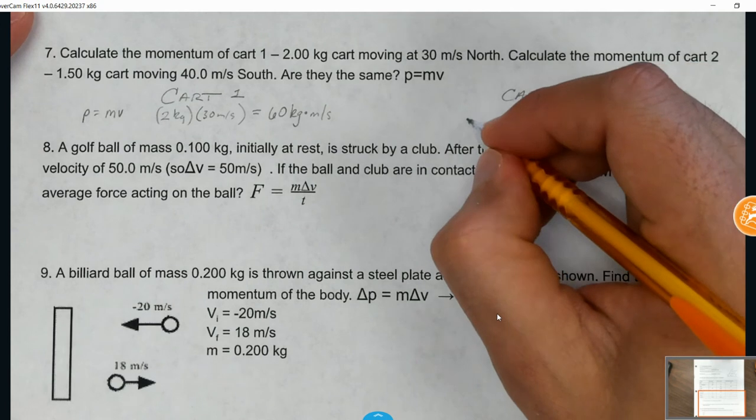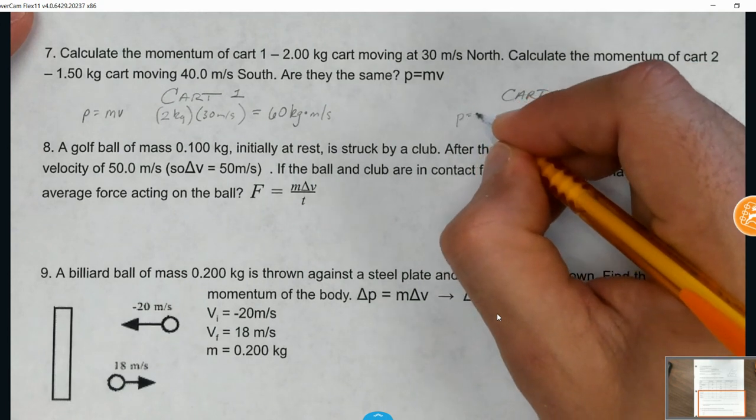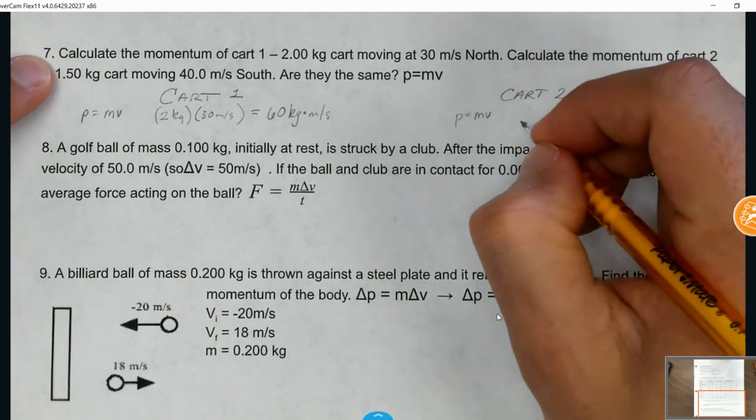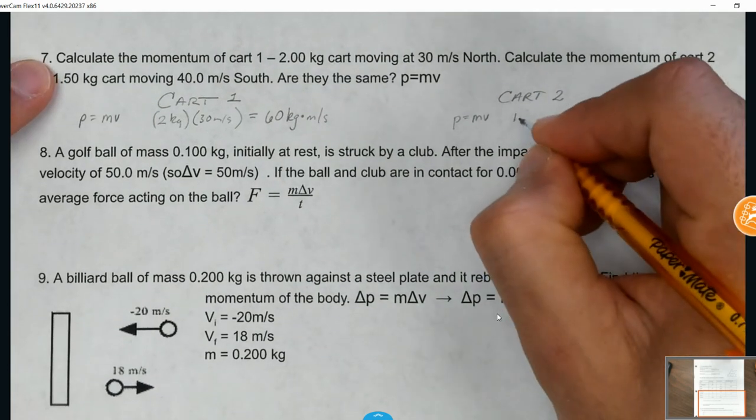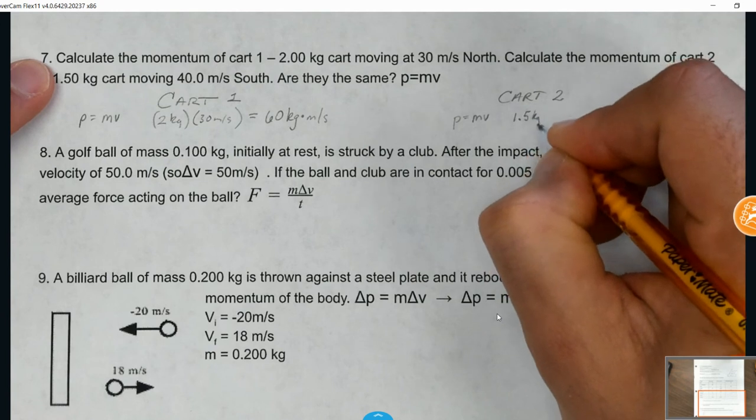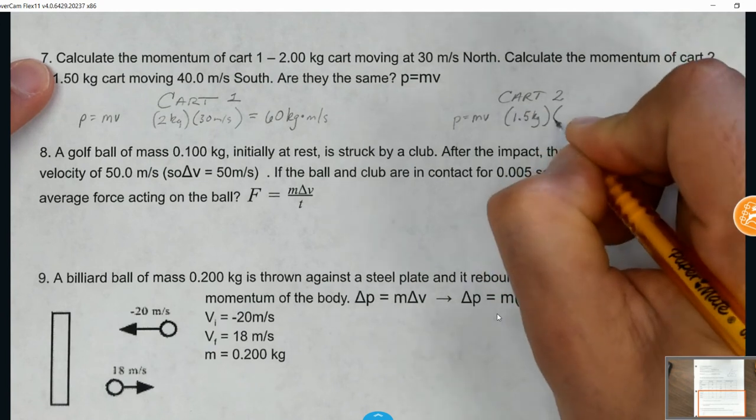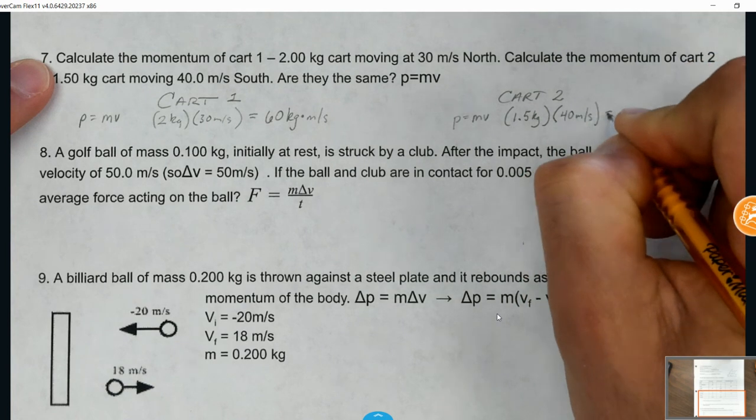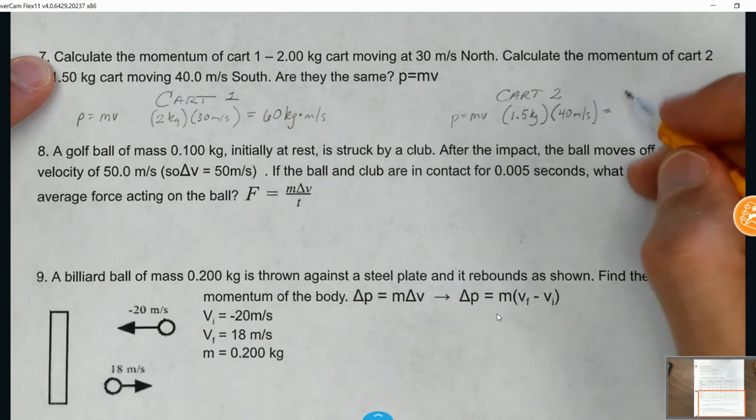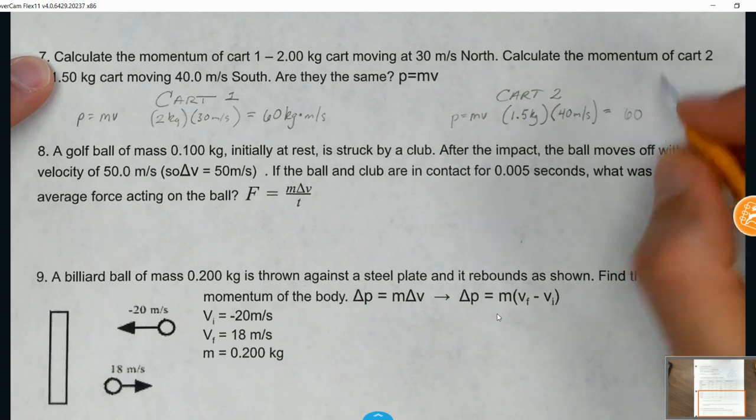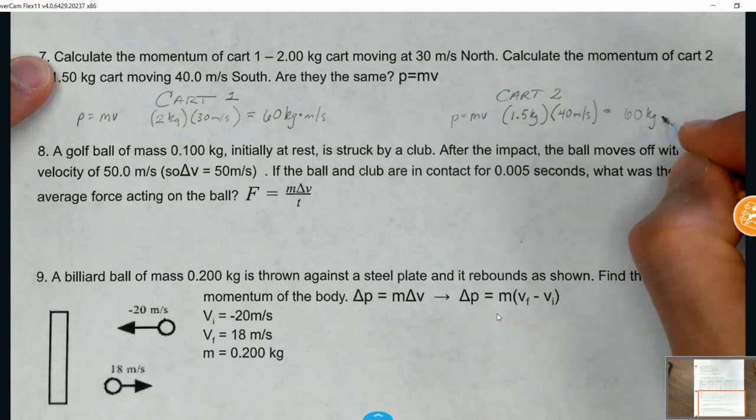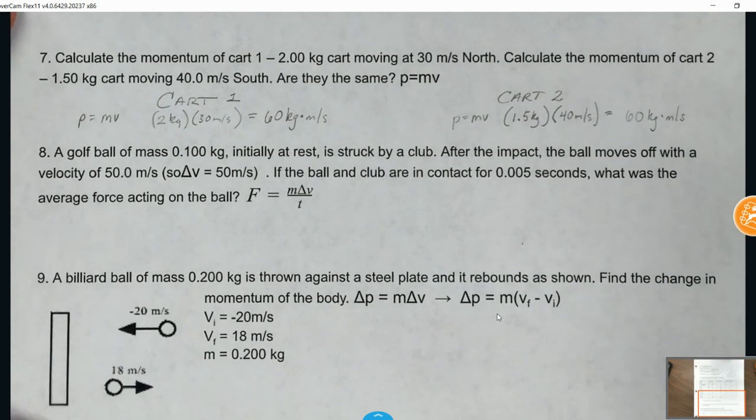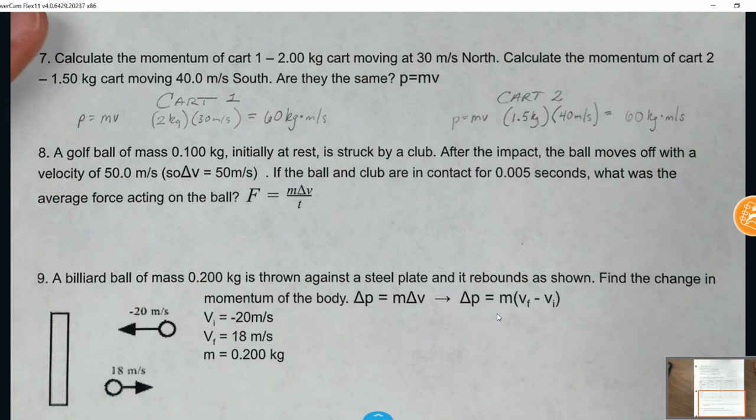Cart 2, same idea. P is m times v. The mass of cart 2 is 1.5 kilograms. But this one is moving at a velocity of 40. 1.5 times 40 is 60 kilogram times meters per second. So, are the momentums the same?